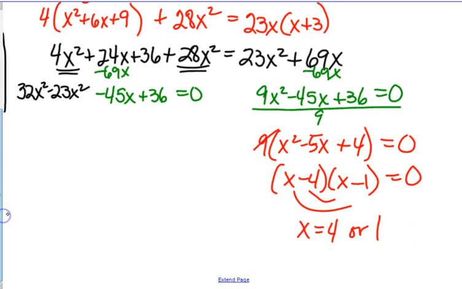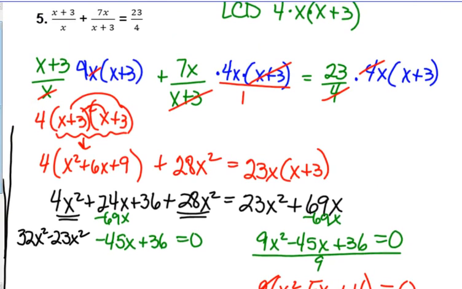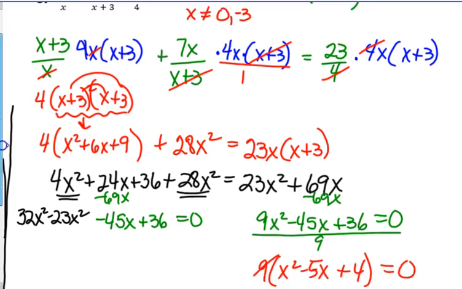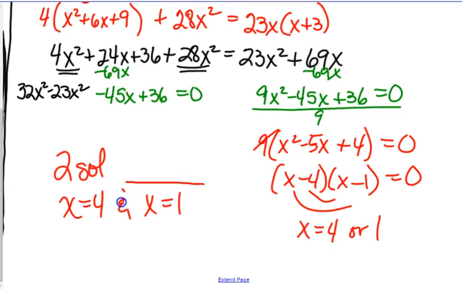Got to go back to the original problem to make sure neither one of those is going to make our denominator equal to 0. The only restrictions we had were x could not equal 0 or negative 3. Neither of which were our solutions. So there are two solutions at x equals 4 and x equals 1. All right, again, on a test or quiz, you should type them in and check them. I'm not going to take time to do that because I don't want this lesson to run any longer.